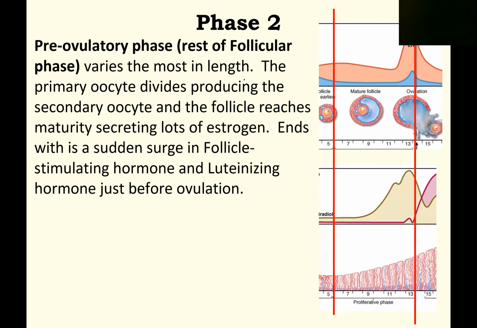In a 28-day cycle, it's day 6 through day 13. The primary oocyte divides, producing a secondary oocyte. The follicle matures, secreting lots of estrogen, which we see down here.